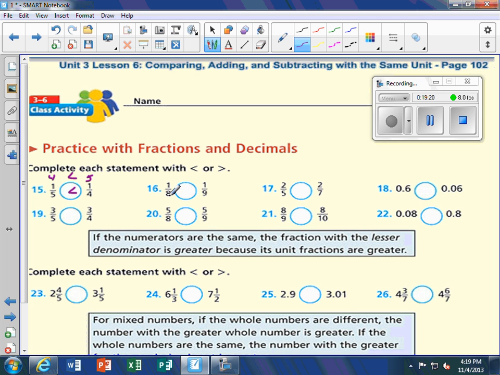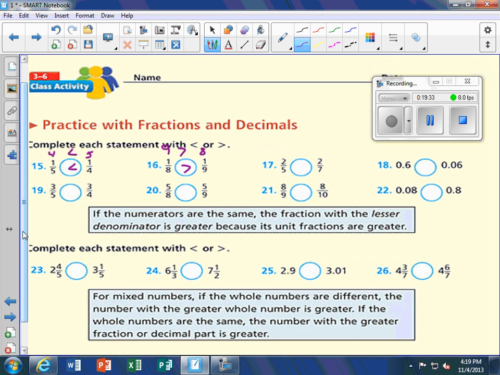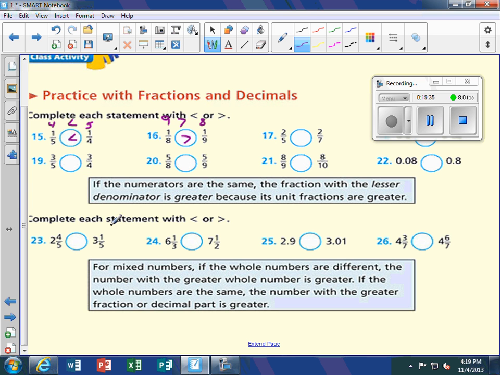Let's do number 16. 1/8, 1/9. Again, you would think 1/9 would be greater, but actually 1/8 is. 8 times 1 is 8. 9 times 1 is 9, and 9 is greater than 8. Okay? Let's do 23. Complete each statement with greater than or less than.